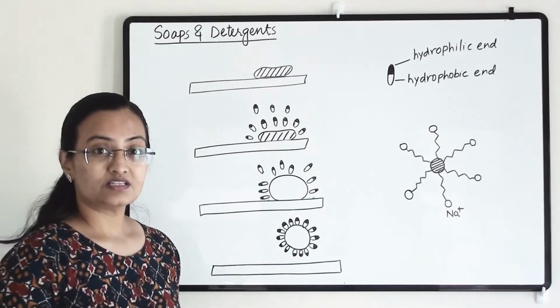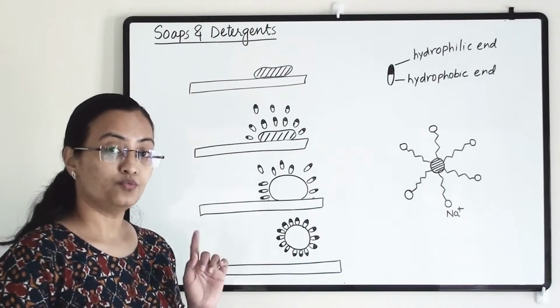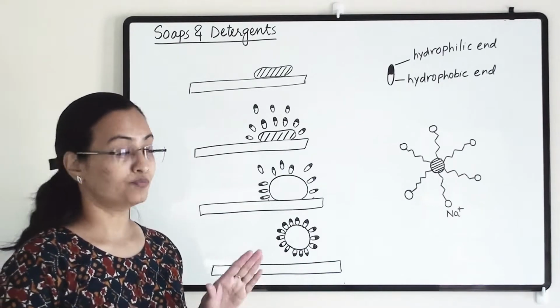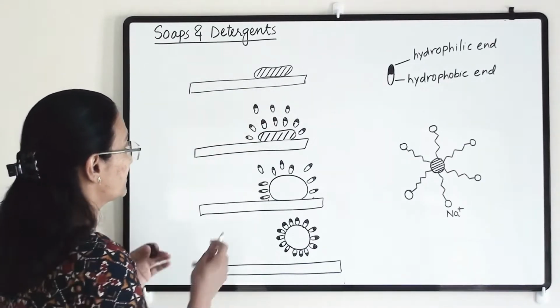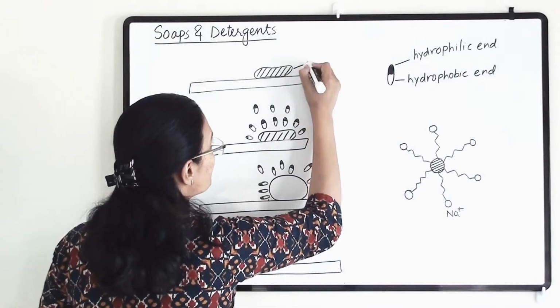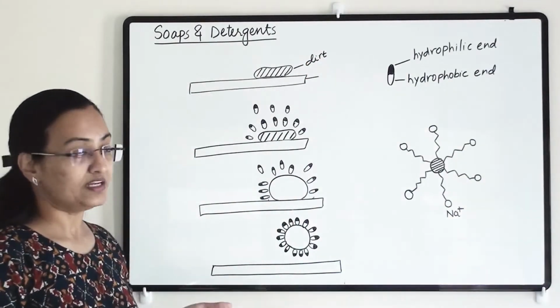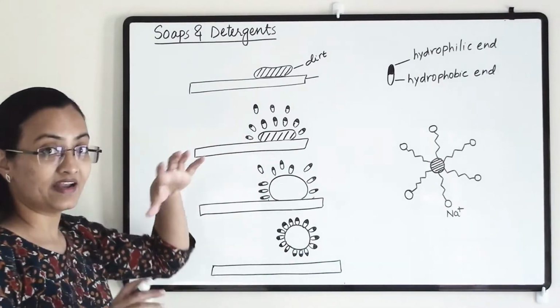So now let us understand how, when soap molecules come in contact with dirt which has an oily nature, they extract that from the clothes. So this is the surface of the cloth. This is our cloth and this is a dirt molecule. Now the dirt molecule has an oily nature, and because of that the soap molecules will come and attach to it.